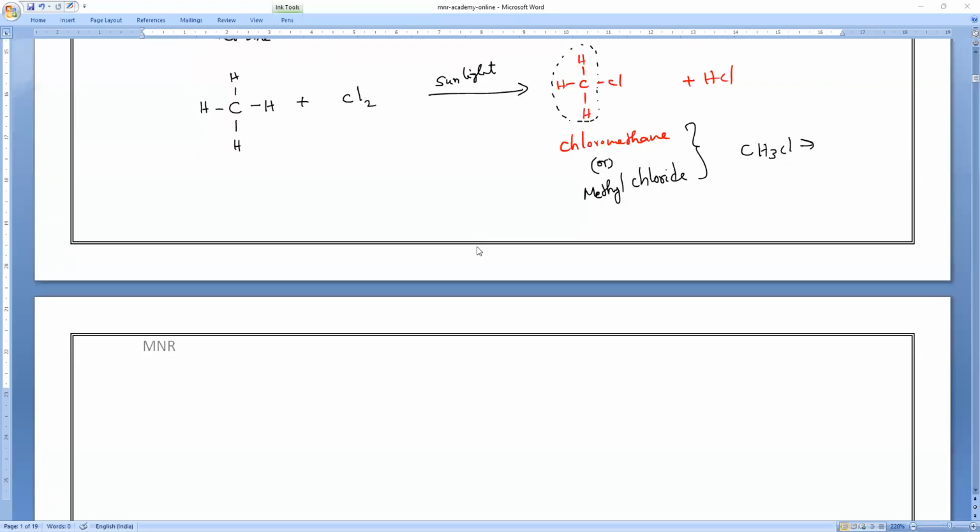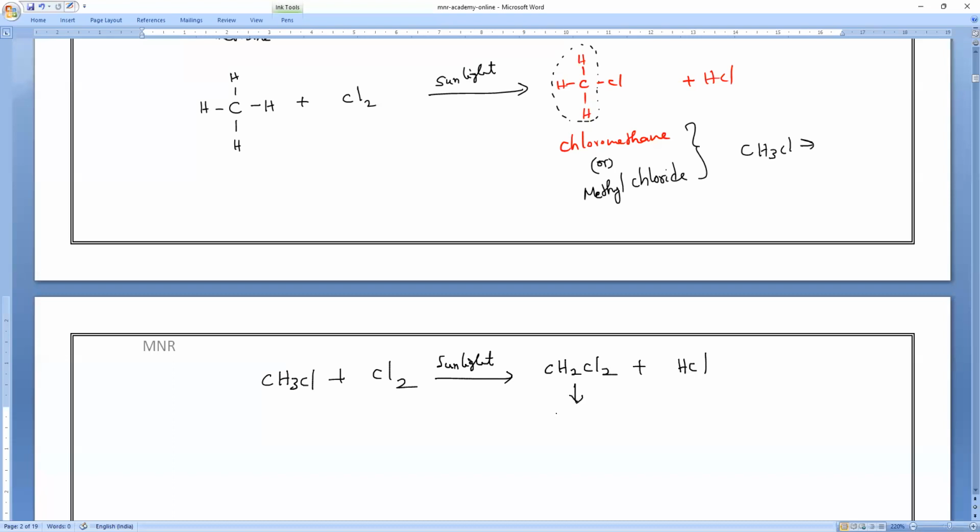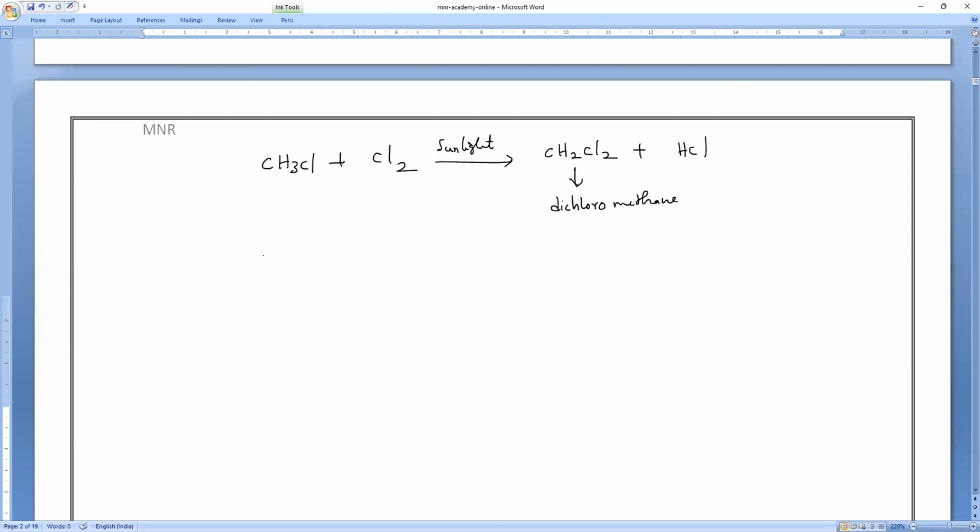If you keep on going, now CH3Cl, we got it. Now again CH3Cl reacts with chlorine under the presence of what, everybody? Under the presence of sunlight, we will get CH2Cl2 plus HCl. Note it. What is CH2Cl2 called, everybody? Dichloromethane. Note it. Now dichloromethane reacts with Cl2. Again we are going to get CHCl3 plus HCl.